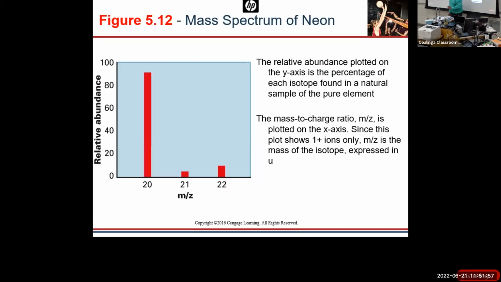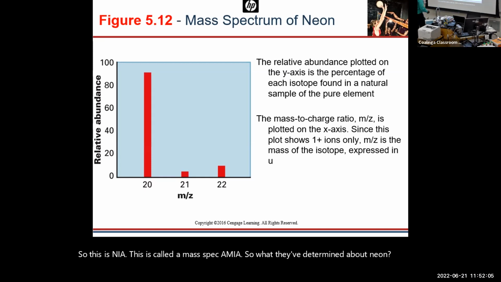Okay, so this is neon. This is called a mass spec of neon. So what they determined about neon, this is one isotope of neon. It weighs 20. Okay, so we call this neon 20.